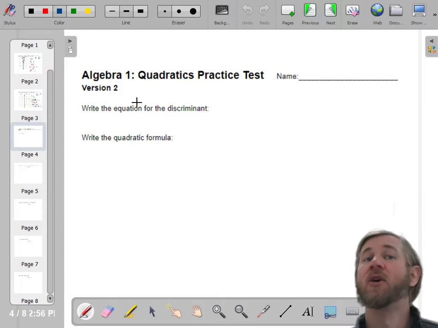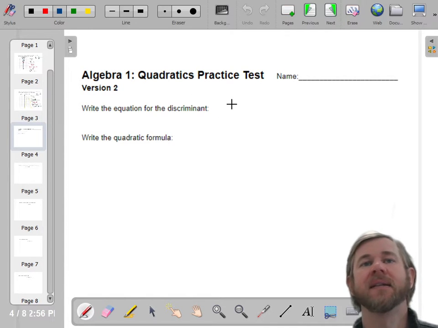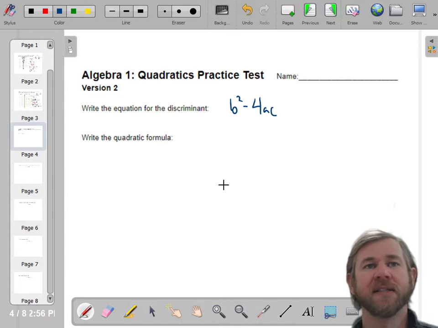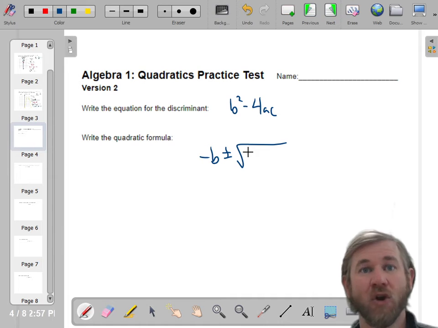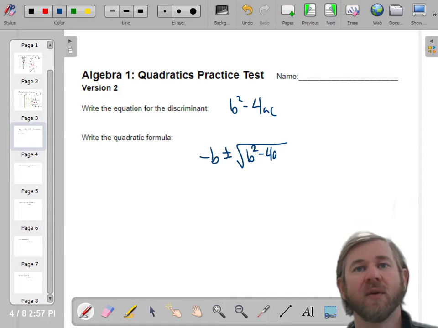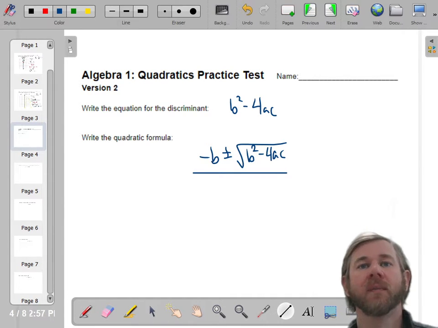So the first thing, you need to know a couple formulas. You should know the discriminant is the part underneath the square root, b squared minus 4ac. It's the part underneath the square root of the quadratic formula. So the whole quadratic formula is the opposite of b plus or minus the square root of, and then that's called the discriminant, b squared minus 4ac, all over 2a.